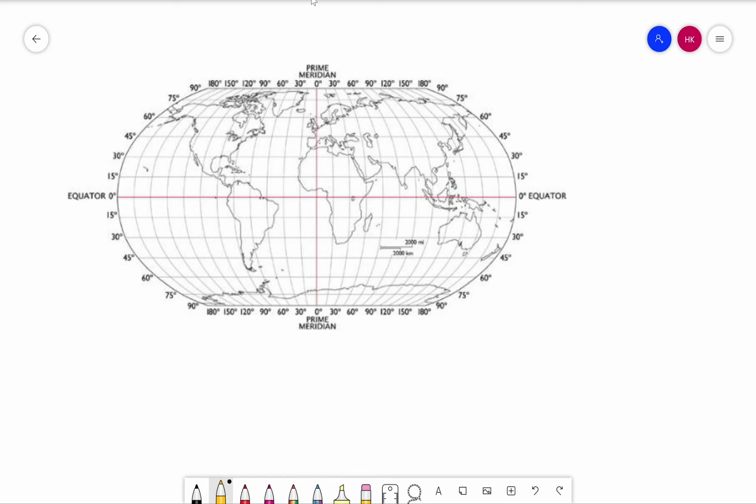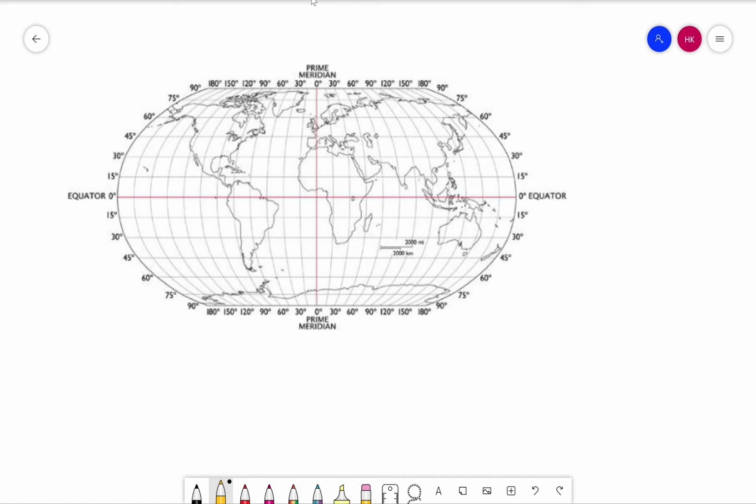Okay, this is your latitude and longitude lesson. Go ahead and make sure that you have your world map and also a piece of paper to write some words on. When you're done, you should have a list of a couple words that you're going to turn in to me to make sure that I know that you did it to get your extra credit.